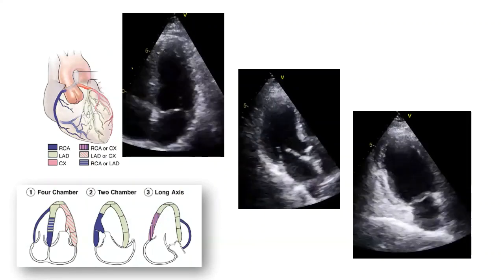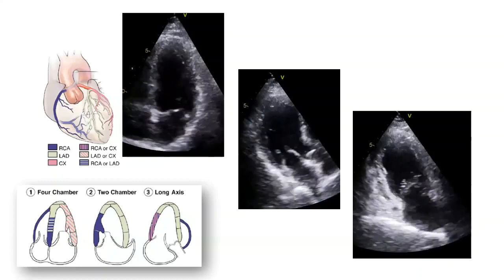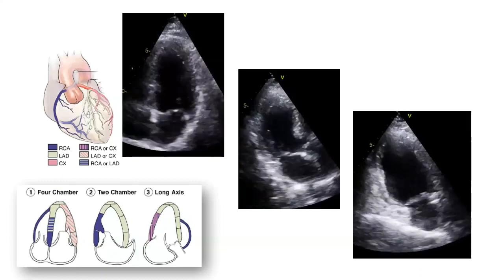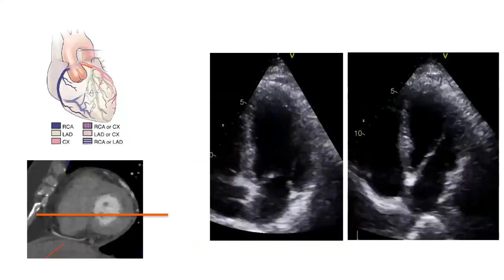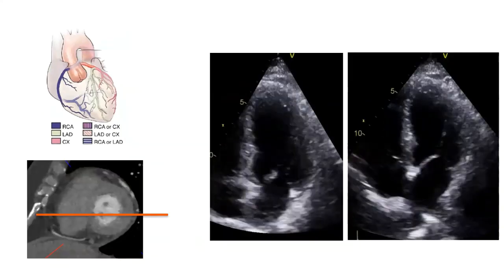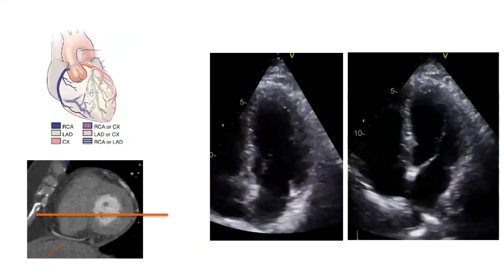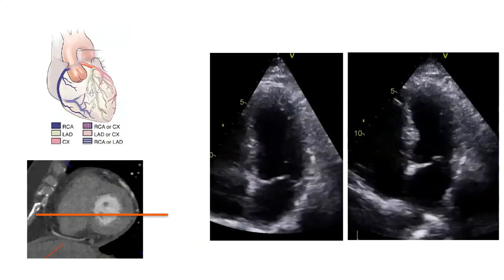And tethering is one of those reasons. If your segment is tied to an area that is not contracting, its excursion will not be normal. Now, understanding the relationship between the planes can clear up a couple of problems.